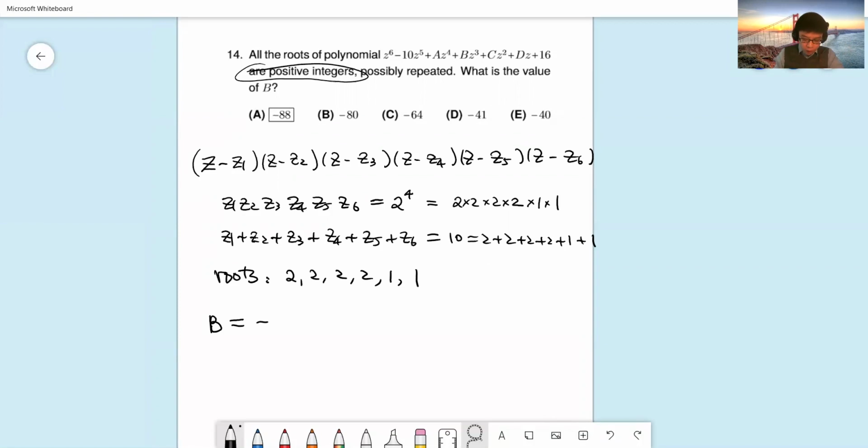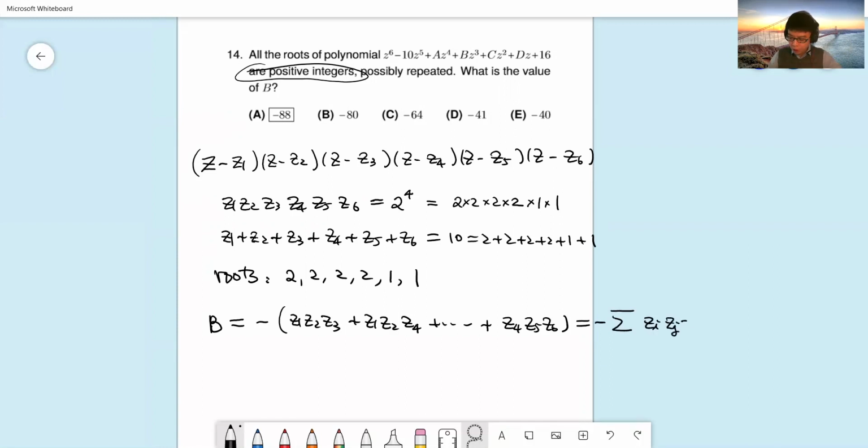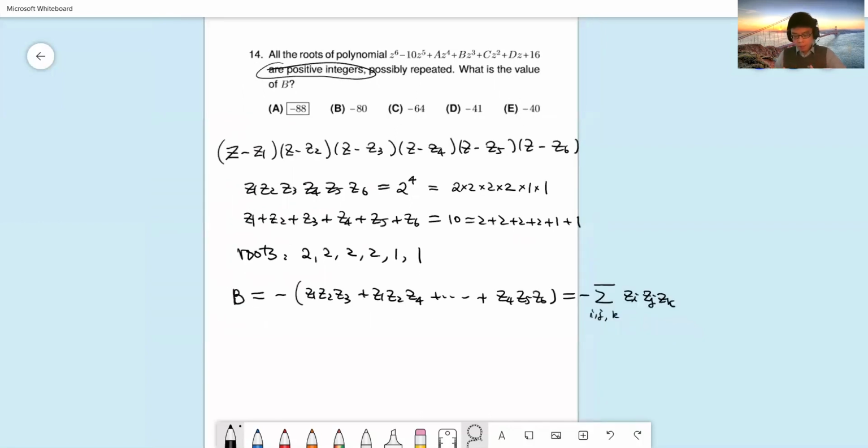So b equals, for example, z1 z2 z3, z1 z2 z4, all possible combinations of 3 terms' product, up to z4 z5 z6. If you write it in notation, that means the summation of zi zj zk, where i, j, k are different. That's the variable b. Let's see how many products there are. We have 6 choose 3, which is 20 terms.